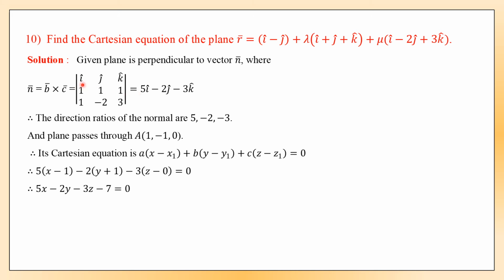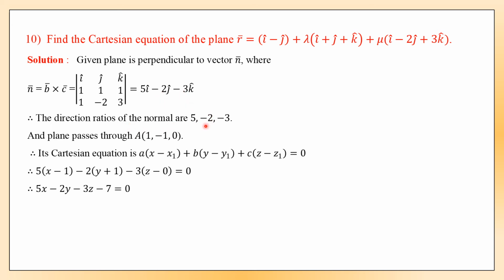Simplify. I vector equals 3, here is minus minus plus 2, 3 plus 2 is 5 into i, that is 5i. Minus j vector, row and column deleted. Here is cross multiplication 3 minus 1, that is 2. 2 into minus j, that is minus 2j. Plus k vector equals k vector into minus 2 minus 1, that is minus 3 into k, that is minus 3k vector. The direction ratios of the normal are 5, minus 2, minus 3.